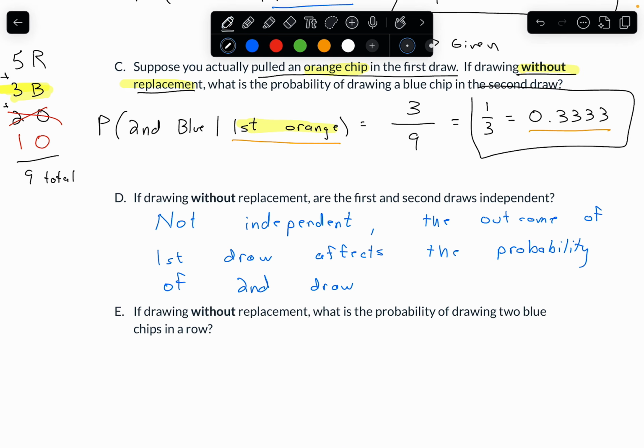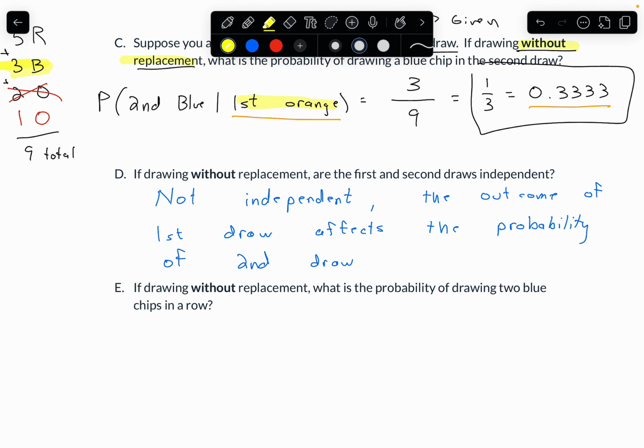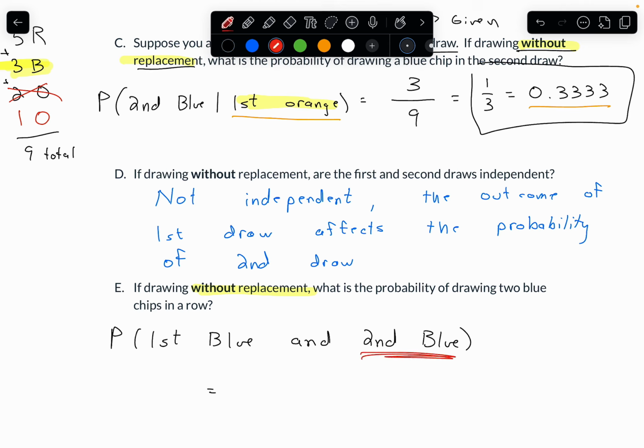So moving on then to part E, it says if drawing again without replacement, what is the probability of drawing 2 blue chips in a row? So again, when I say 2 blue chips in a row, this is really an and probability. I want to know the probability that the first chip was blue and the probability that the second one is also blue. Well, I can't just multiply these together because the probability of that second one being blue is going to change based on the outcome of the first. So I have to get a little bit creative.